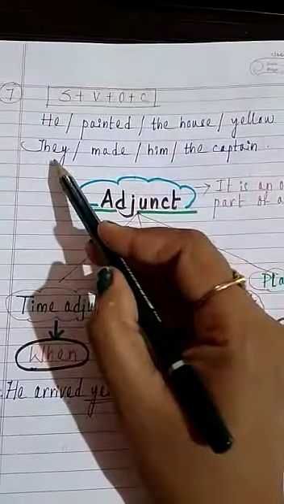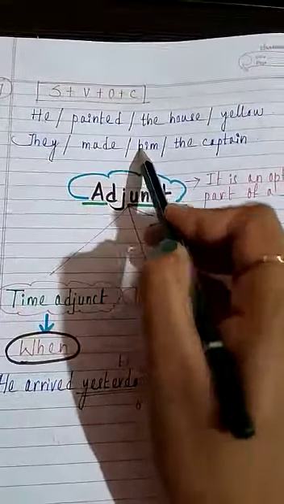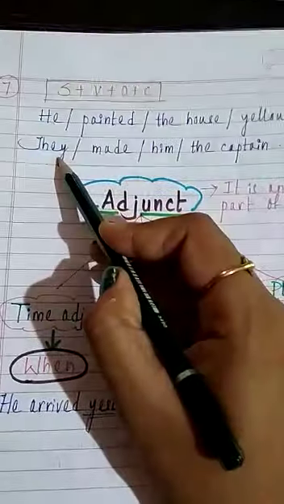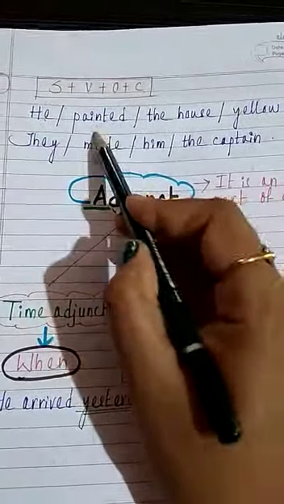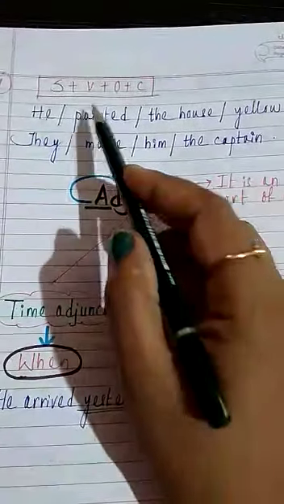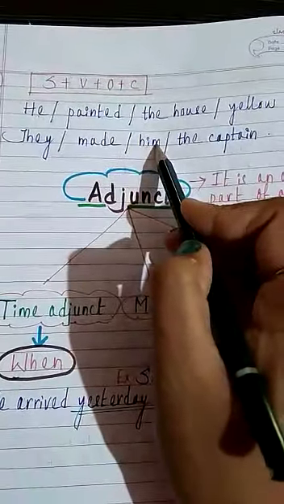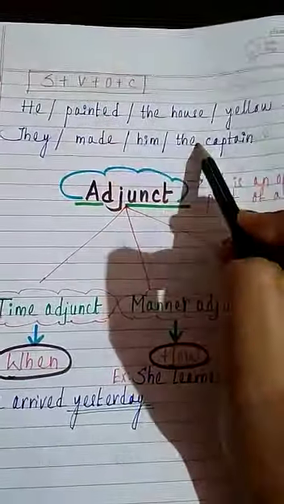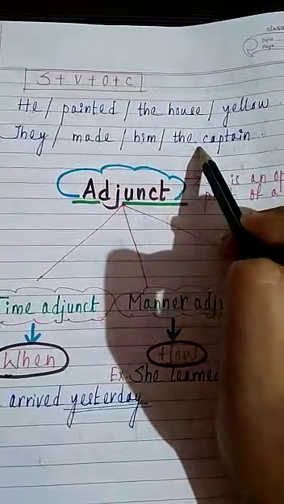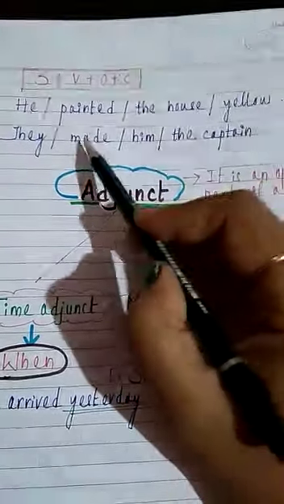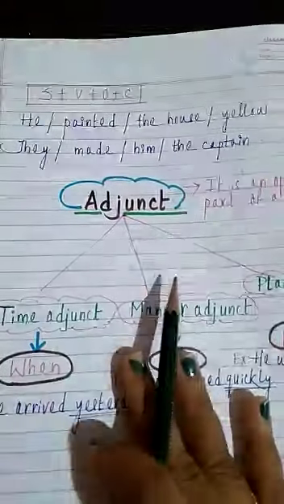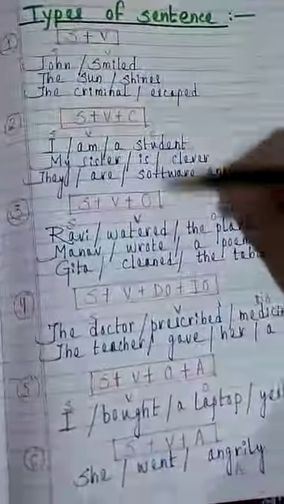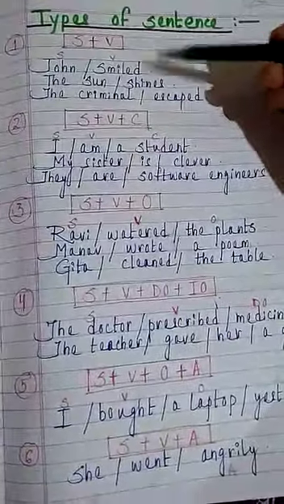Then coming to the next example, they made him the captain. They is the subject. Made, make का past tense हुआ है made. So made here is a verb, and him stands for a boy or a man. So him is the object and the captain is the complement part. So the complement part completes the whole sentence. So dear student, these are the types of sentence. You can form sentences by these. In these 7 types, like this you can form the sentence.